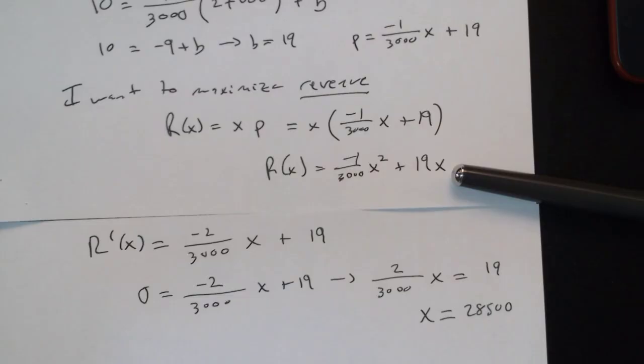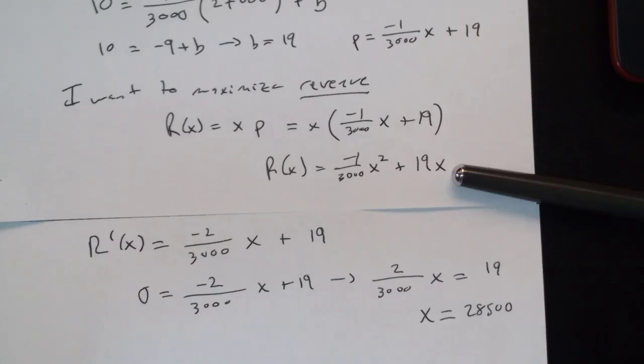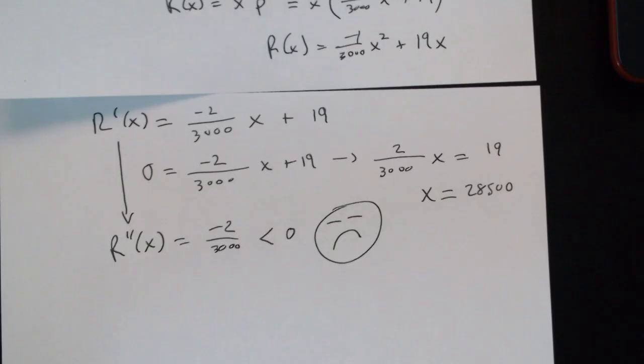It opens down because that number is negative. But really, that's the second derivative test in hiding. Because if I take my second derivative, r double prime of x is negative 2 over 3,000. Negative means maximum. That thing we learned about parabolas was really something I learned about concavity. We just didn't use that phrase back in algebra.